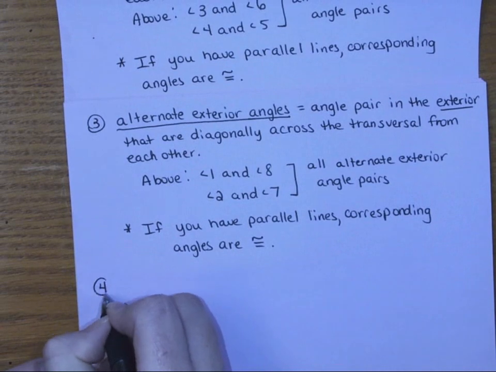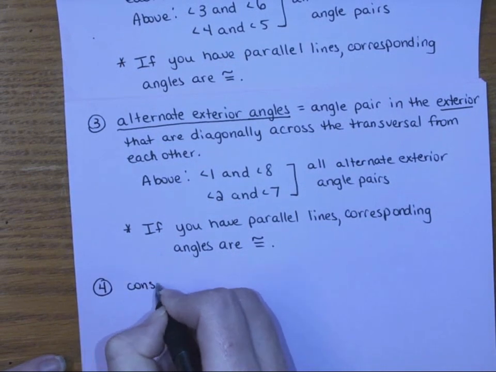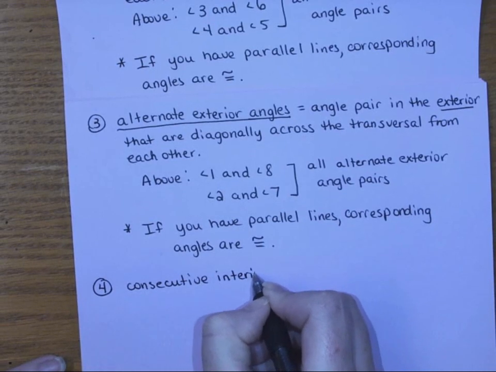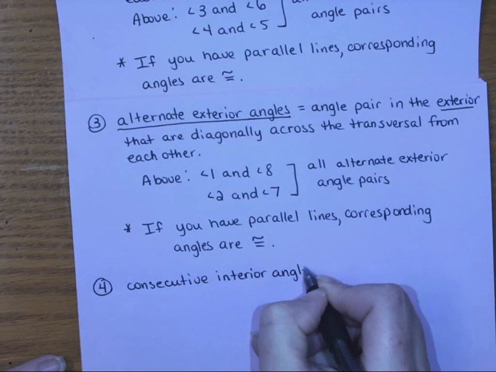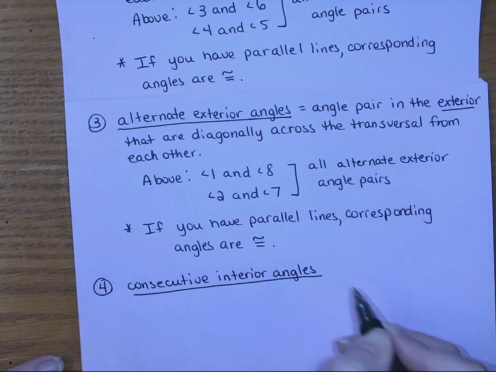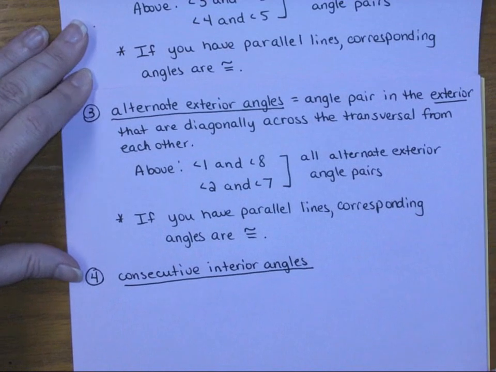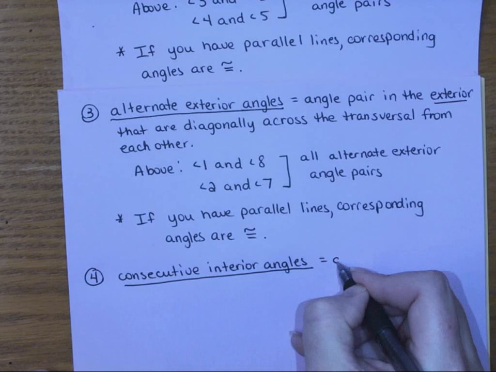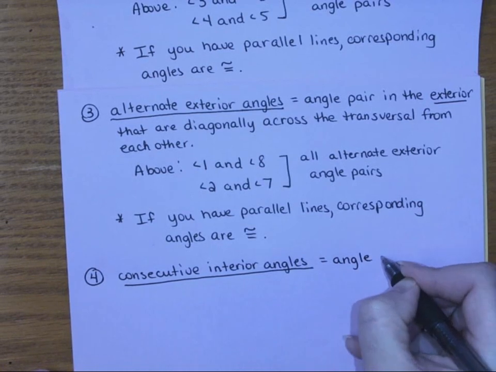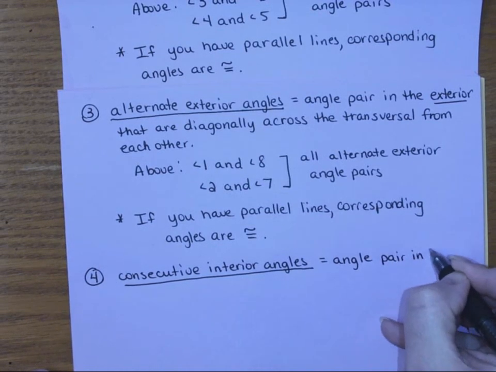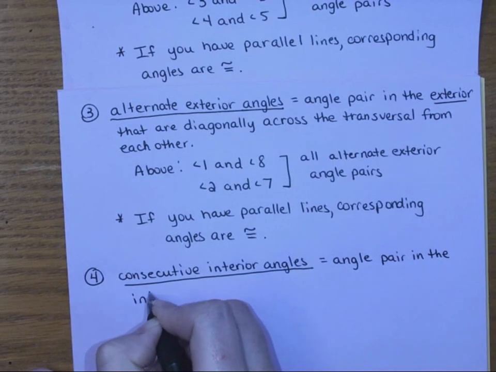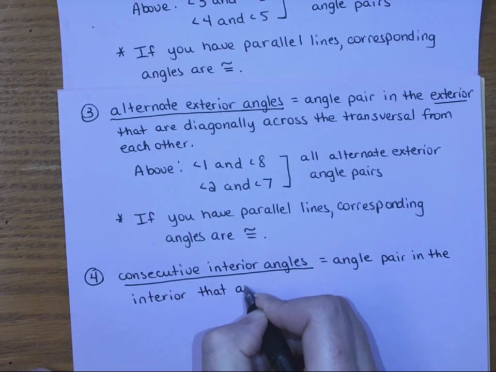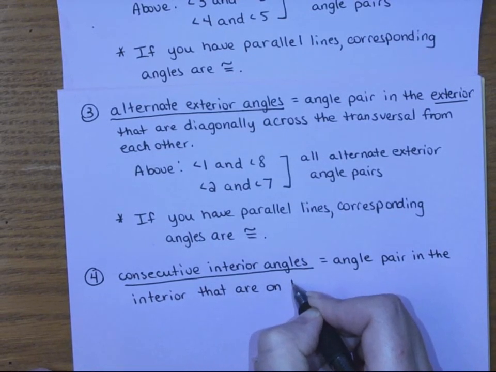All right, so the last type of angle pair is going to be different from the other three, just so you know. But they are called consecutive interior angles. Now, consecutive means one after another. Like if you have two consecutive numbers, they are one right after another. So consecutive interior angles is basically an angle pair. Again, it's going to be in the interior because the name implies that, but it's going to be angles in the interior that are on the same side of the transversal.